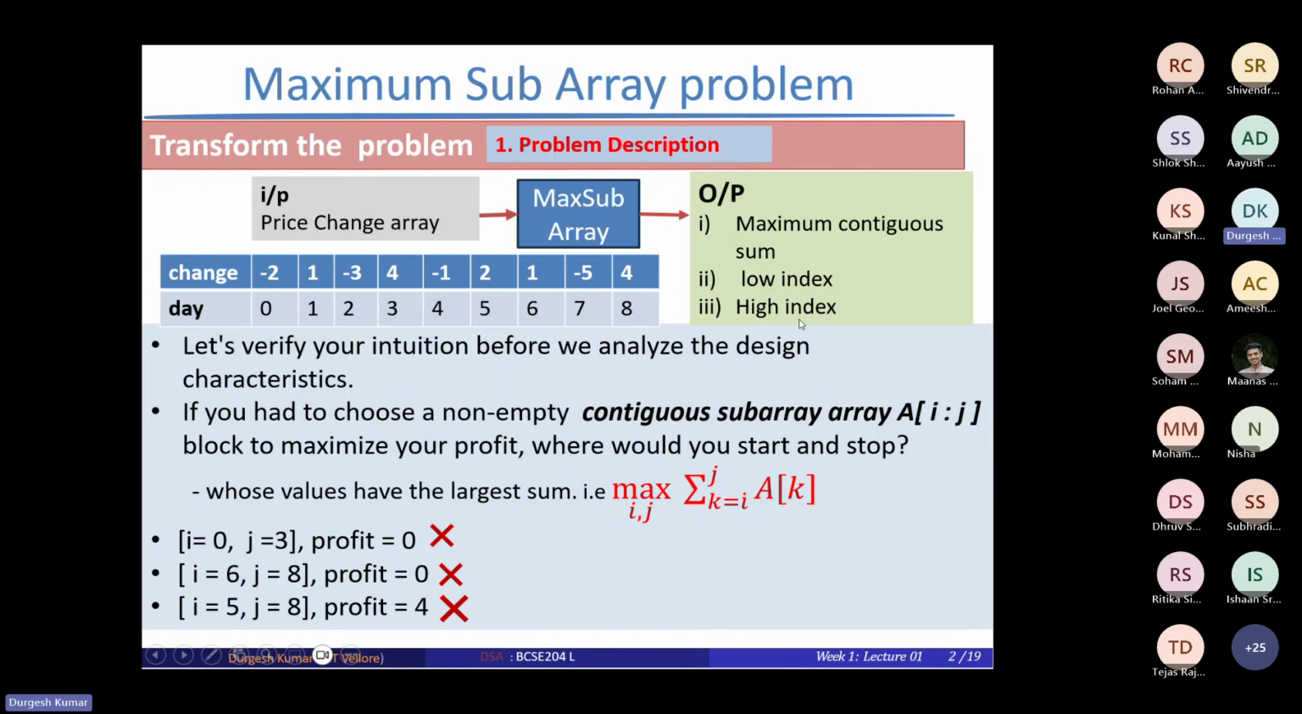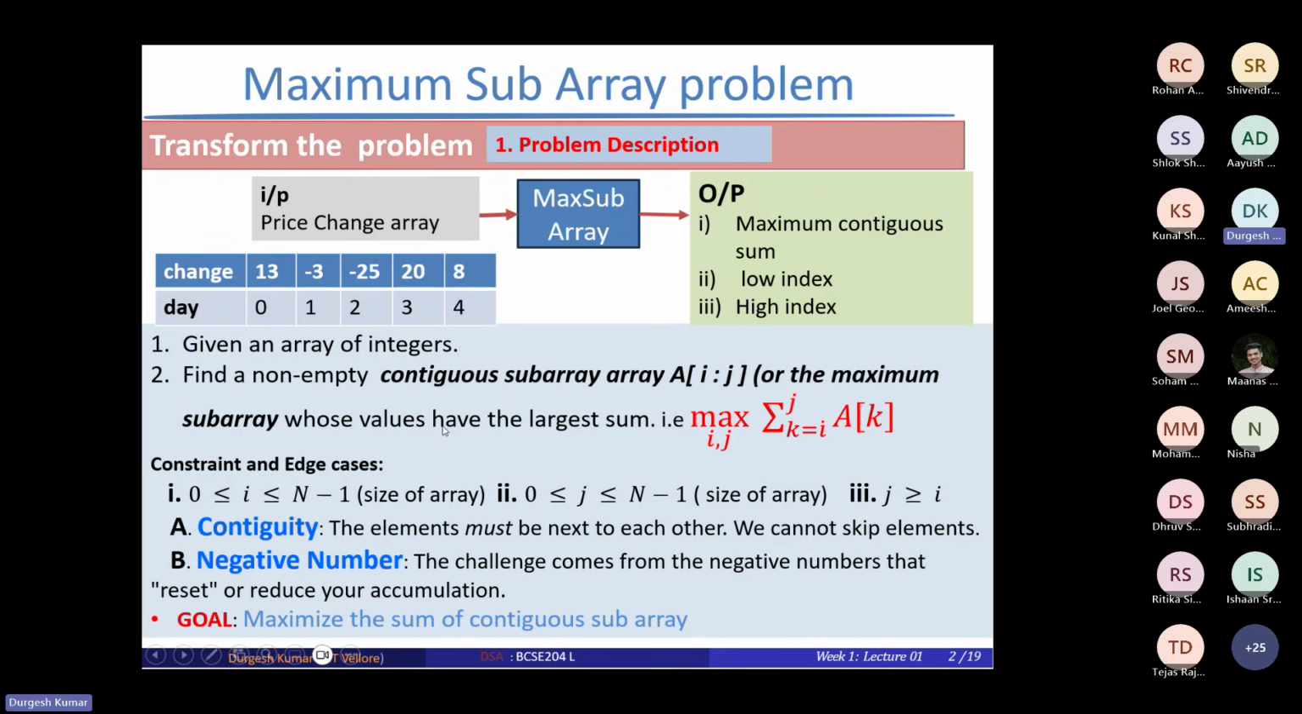The constraint is this: i is greater than or equal to 0, i is less than or equal to n minus 1, that is the size of the array. j is also in the same range, 0 to n minus 1, and j has to be greater than or equal to i. The elements must be next to each other. You cannot skip elements. You have to choose contiguous elements. There would be more challenging cases when you have negative numbers like -3, -25. Why? Because the negative element will reset or reduce the total sum.